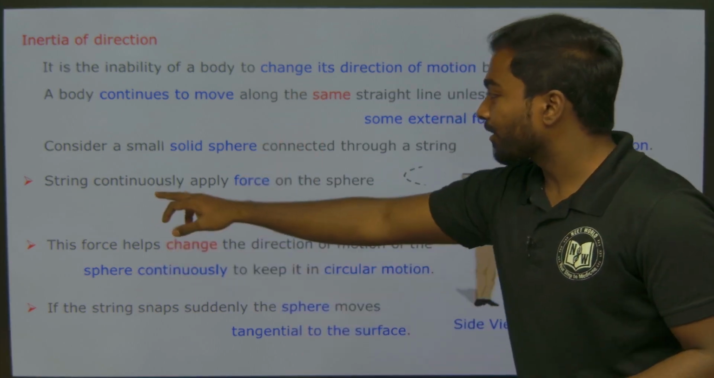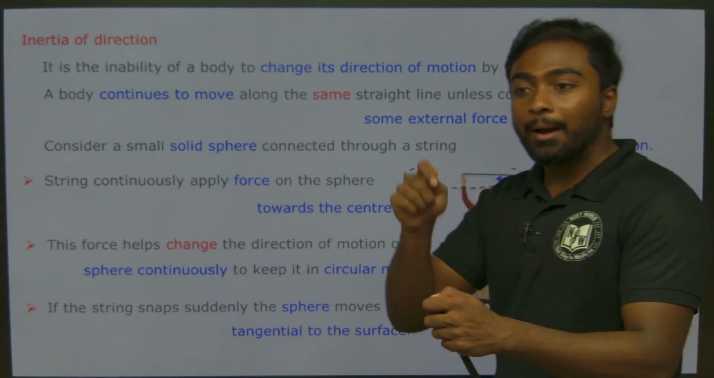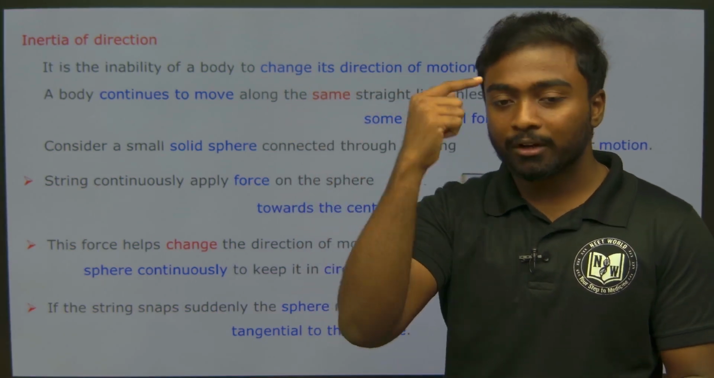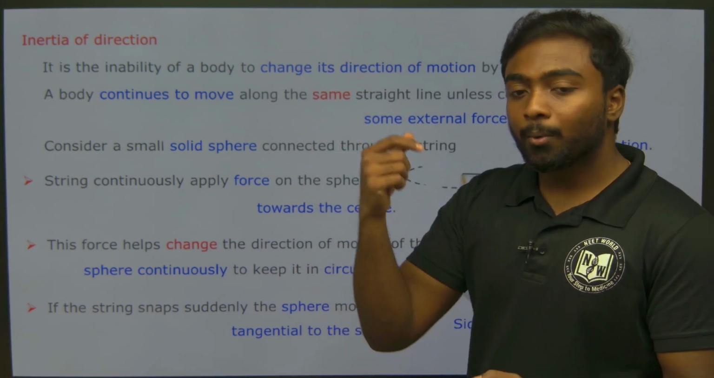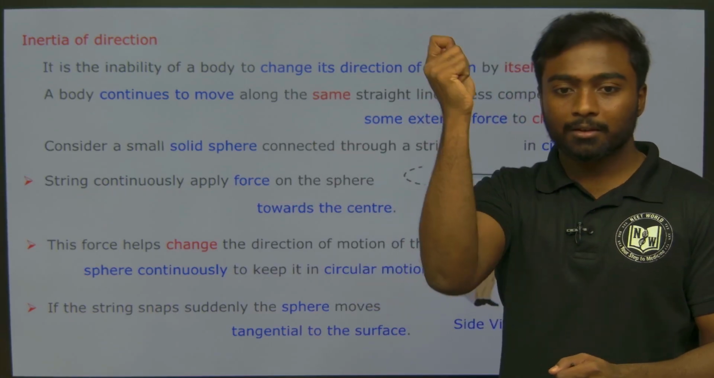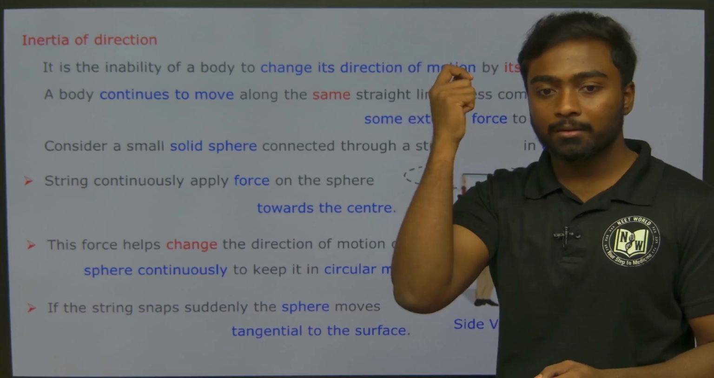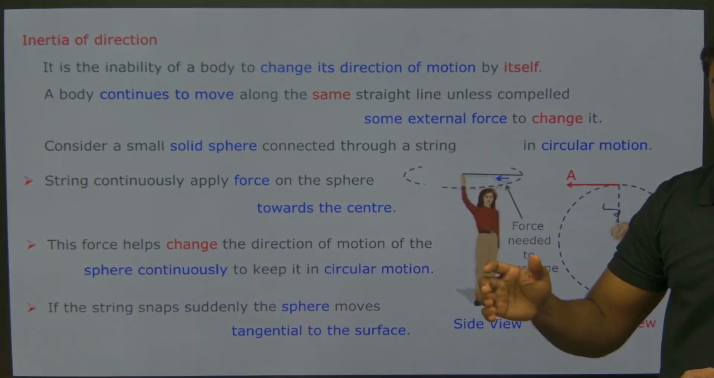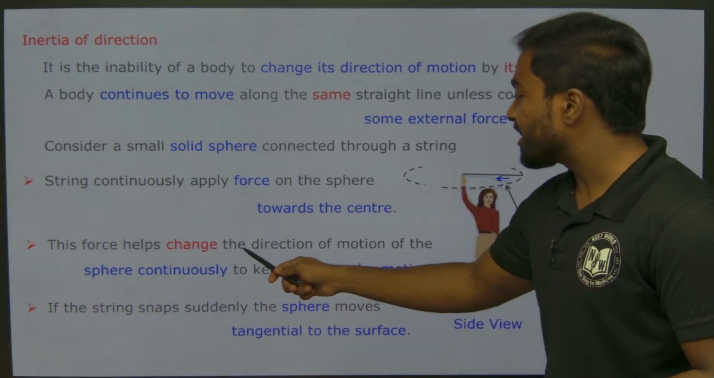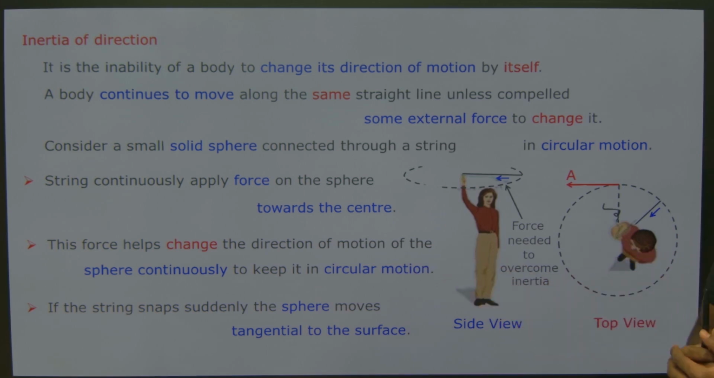So what they are saying is, the string continuously applies force on the sphere towards the center. If I rotate something like this, the force will be towards me. That is centripetal force, which we will discuss in circular motion. This force continuously changes the direction of the sphere's motion to keep it in circular motion.